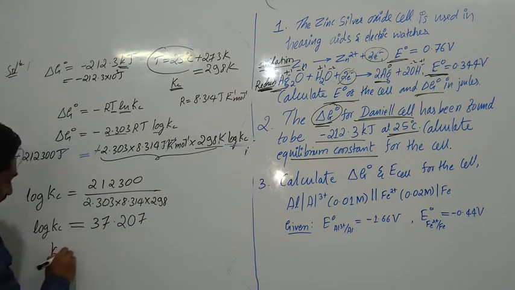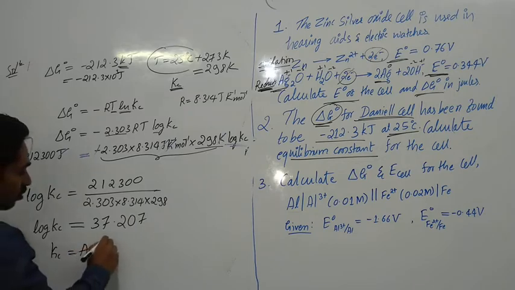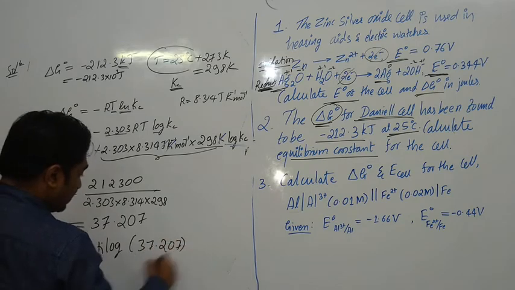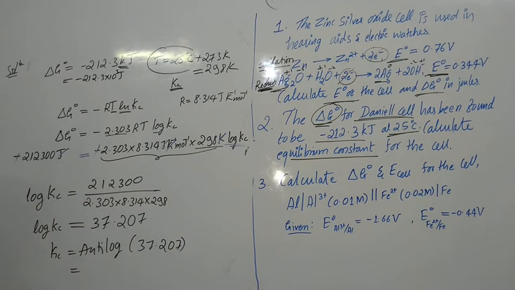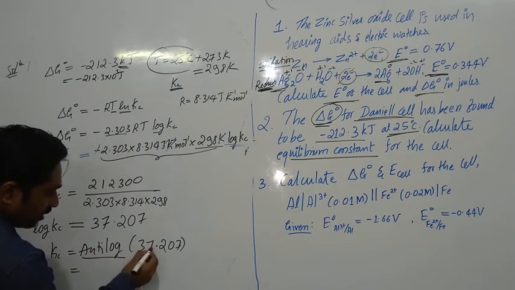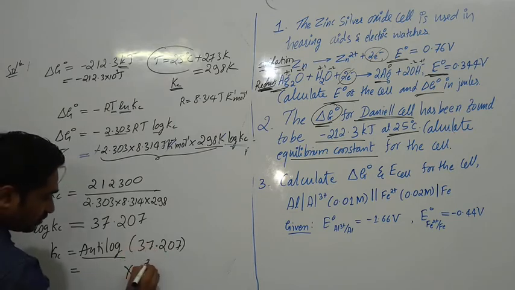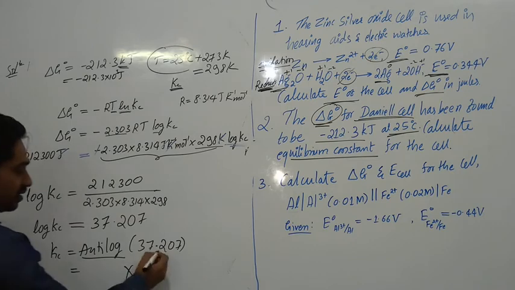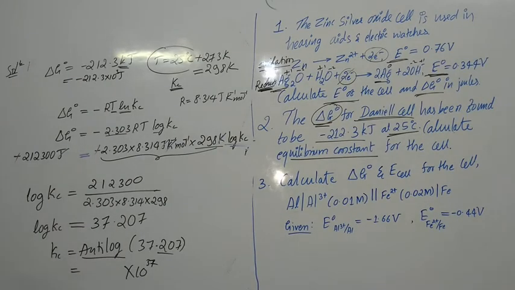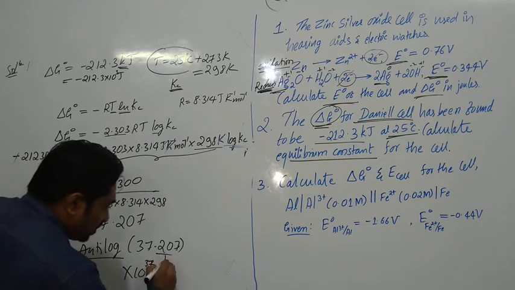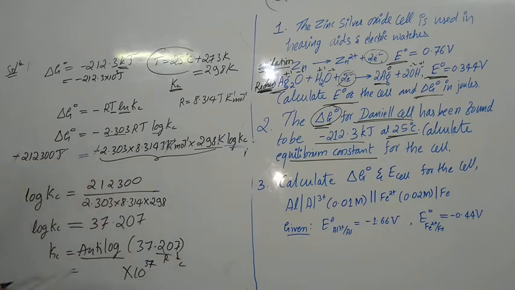Now we will calculate Kc. Kc is equals to the antilog of 37.207. We are very familiar with antilog. How to calculate antilog? The antilog of any number is equals to, we take the number before the decimal point as 10 to the power, that is 10 to the power 37. Now see the antilog of 0.207. How to see this? This is row, this is column.